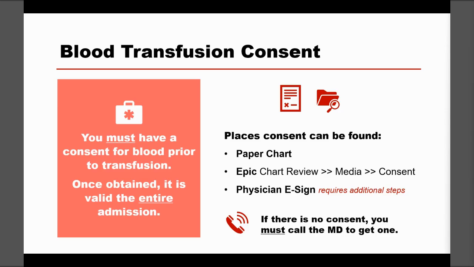So it is important to know where you can find consent, especially if it's been a while since that consent was given. The first place you can check is the paper chart. That's usually kept at the nurse's station and has all the patient's paper documentation. But the best place for a consent to be is within Epic. So you can click on Chart Review, Media, and then click the box for consent, and you will find the scanned consent in there. And then Mission Hospital has something called Physician e-sign, which does require some additional steps, so we'll talk about that soon.